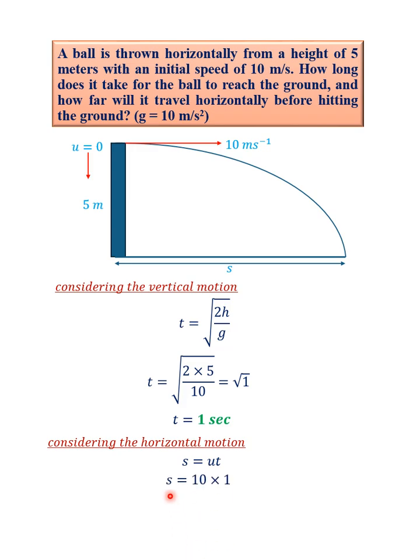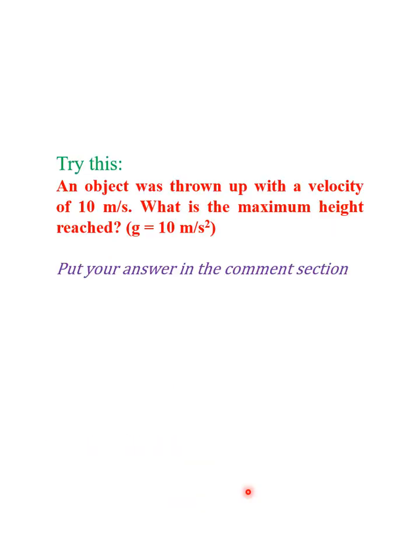Putting values, s equals 10, the horizontal speed, times 1, the time taken for the motion to take place until it falls to the ground. 10 times 1 is definitely 10, so the horizontal distance we are told to calculate is 10 meters. This is a very simple question, and these are the answers to the question. Very straightforward.